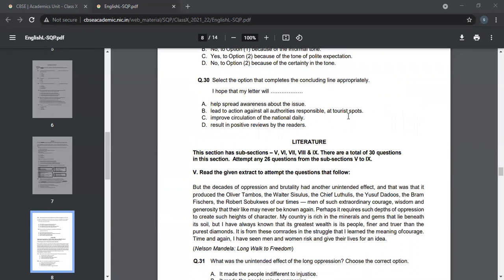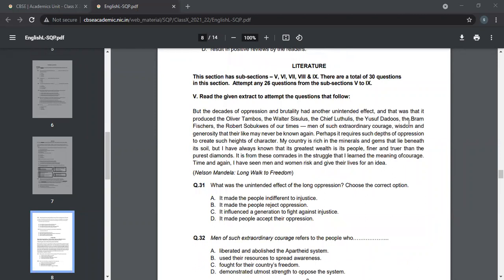How she will conclude her letter. I hope that my letter will dash. My letter will help spread awareness about the issue. My letter will lead to action against all authorities responsible. My letter will improve circulation of National Daily. My letter will result in positive reviews by the readers. First one, find that about the issue.